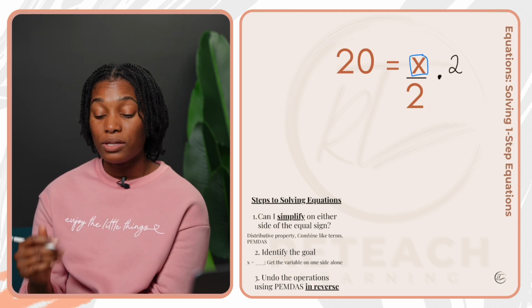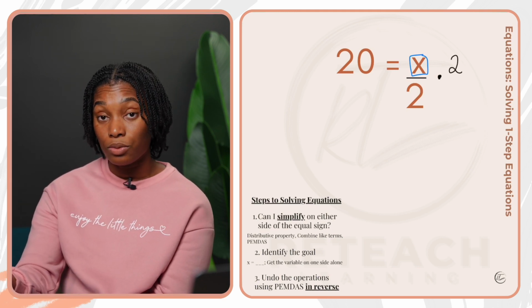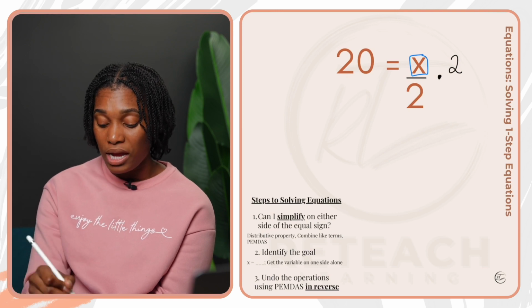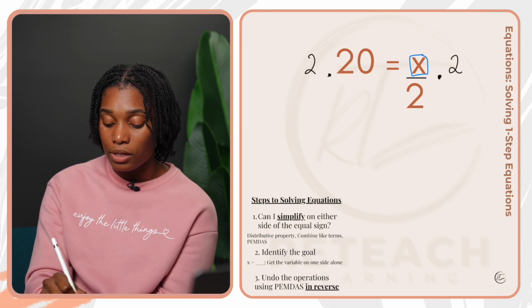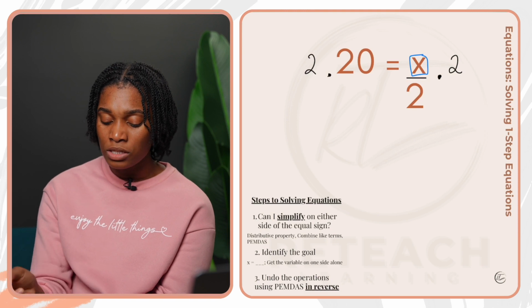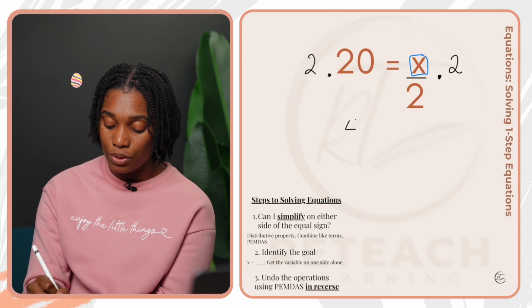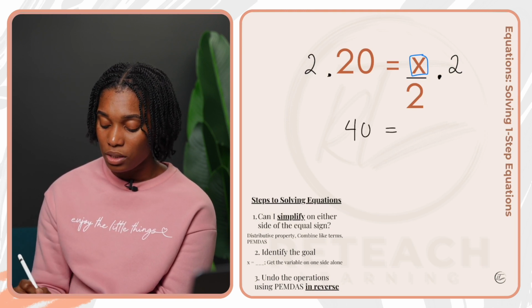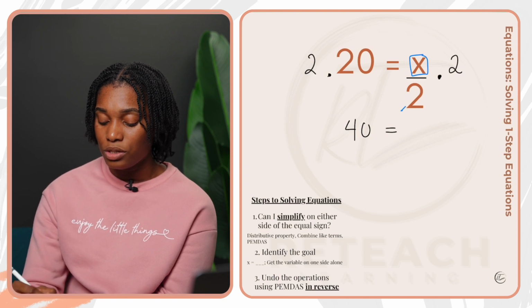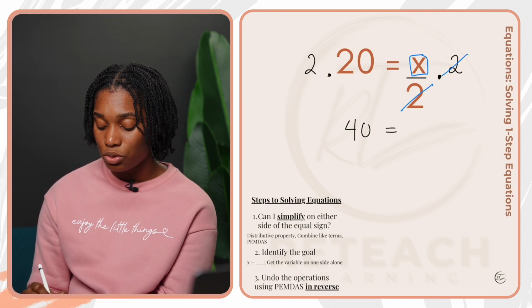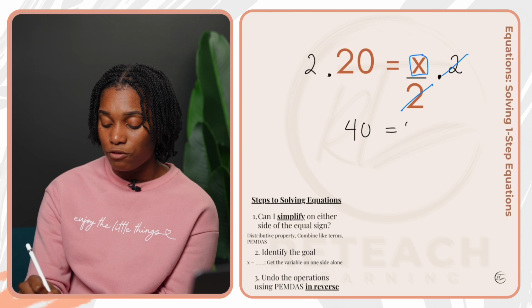Okay, now notice that 2 goes into the numerator, all right, multiplying by 2. And I must do the same thing on the left-hand side. So 2 times 20 is 40, and that is equal to, on the right-hand side, notice the 2 in the numerator cancels with the 2 in the denominator, and I'm left with x.